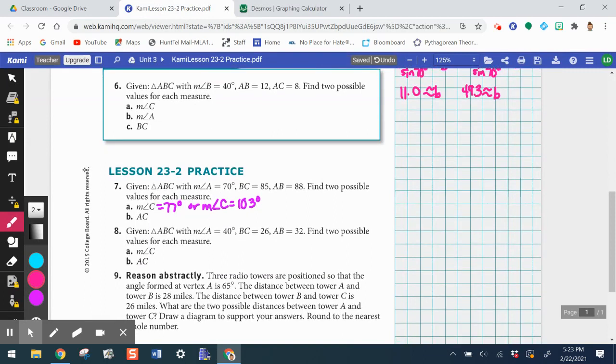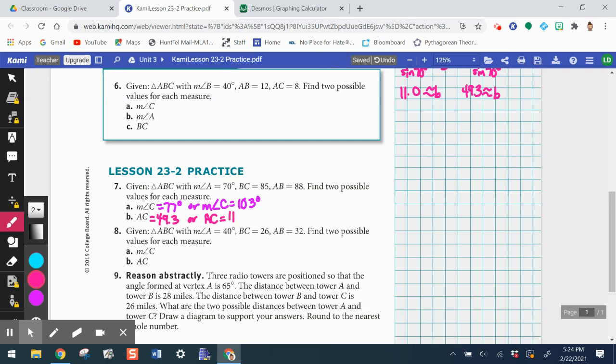So the two possibilities for AC, again, assuming the measure of angle C is 77 degrees, then AC is 49.3, or, and I like writing it kind of as these two columns here. So if the measure of angle C was 77 degrees, the length of AC is 49.3. And if the measure of angle C was 103 degrees, the measure of AC, which again we labeled lowercase b, is 11.